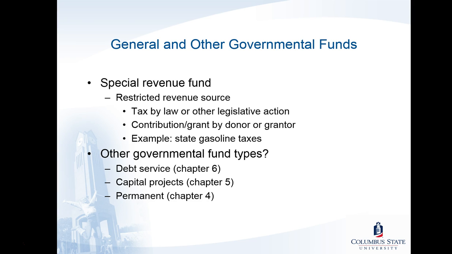A special revenue fund is another type of governmental fund. So we have the general fund and now we have the special revenue fund. This is where we have restricted revenue sources, restricted by tax, by law, or other legislative action, or a contribution or grant by a donor or grantor. An example would be state gasoline taxes that must be used for, say, road improvements. So those would be accounted for in a special revenue fund. There are other governmental fund types, which we will talk about at some point: debt service, capital projects, and the permanent funds.